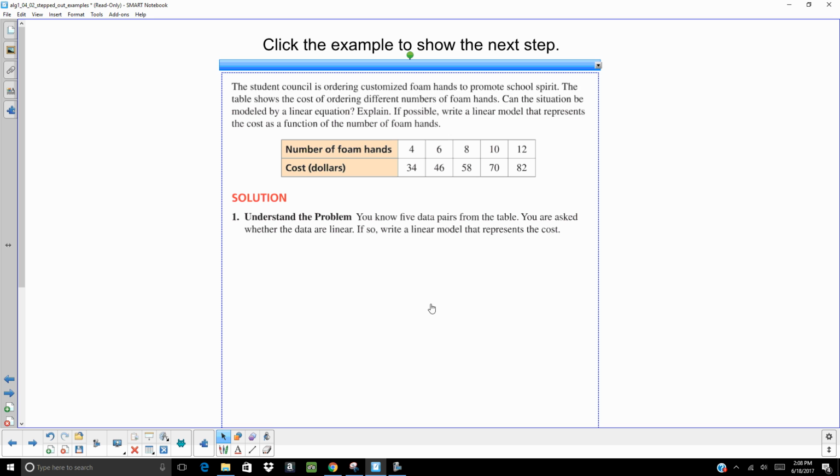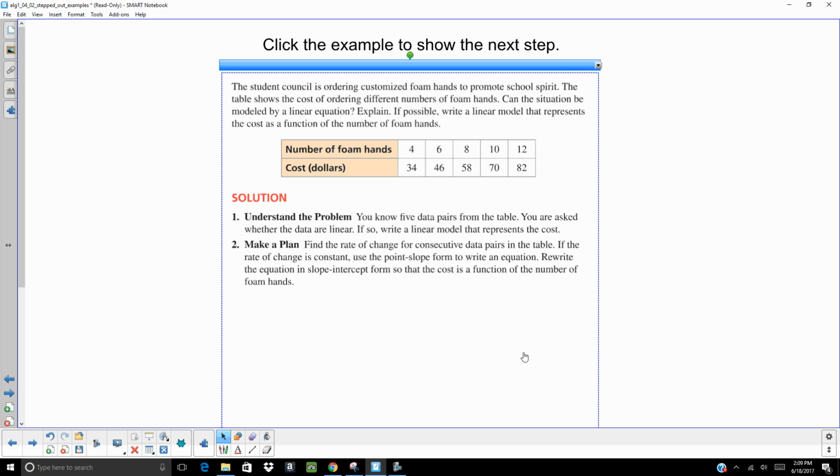So we've got 5 sets of data: 4 comma 34, 6 comma 46, 8 comma 58, 10 comma 70, 12 comma 82. So we need to find the rate of change. If the rate of change is constant, we can write an equation. So let's find the rate of change for consecutive data pairs in the table.